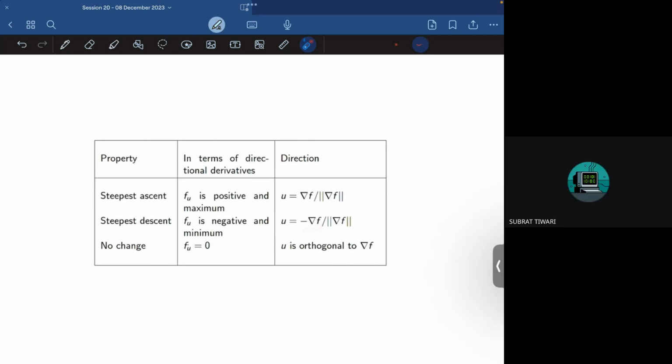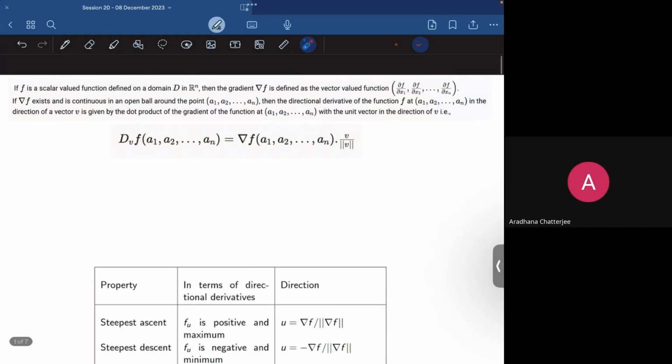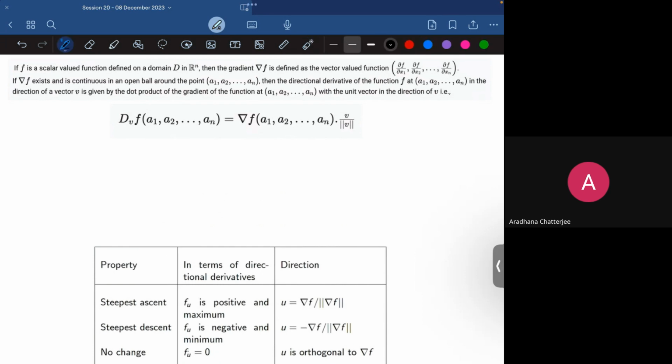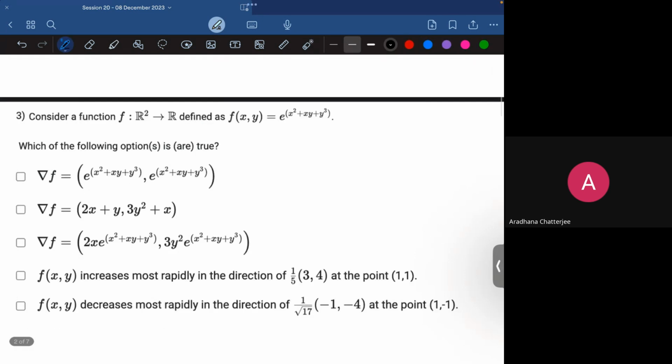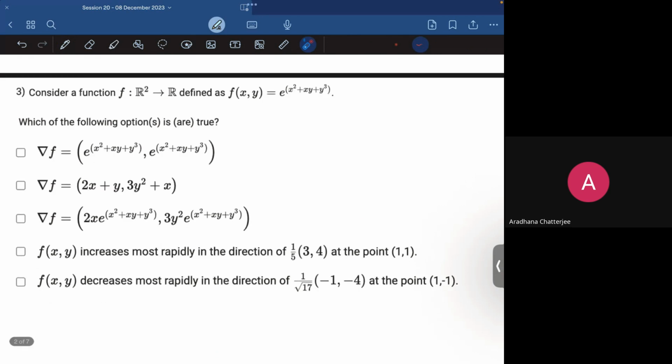Excuse me, ma'am. Yeah. Ma'am, can you please tell how to find the gradient of a function? Okay. So gradient of a function, let's see it here only. Yes, ma'am.